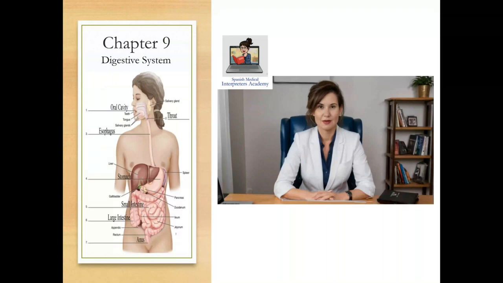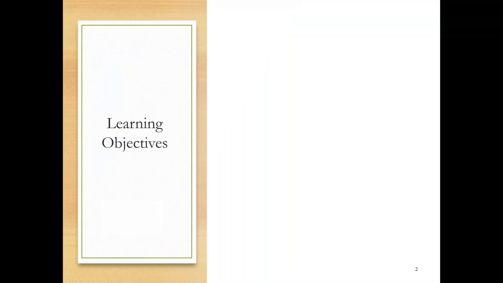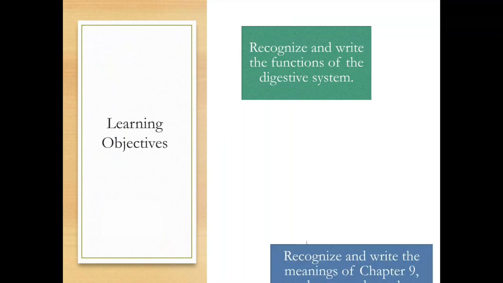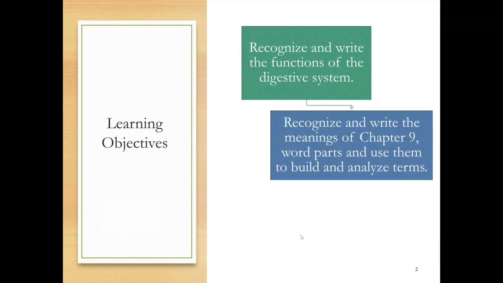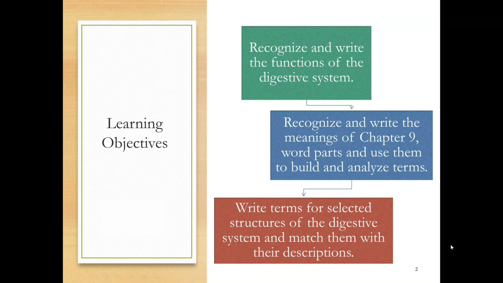Let's first review the learning objectives for this class. After participating in this class, you will be able to recognize and write the functions of the digestive system, recognize and write the meanings of Chapter 9 word parts, and use them to build and analyze terms. Write terms for selected structures of the digestive system and match them with their descriptions.